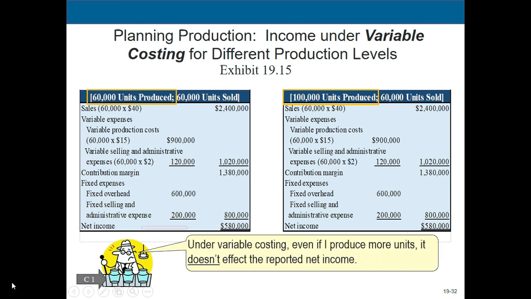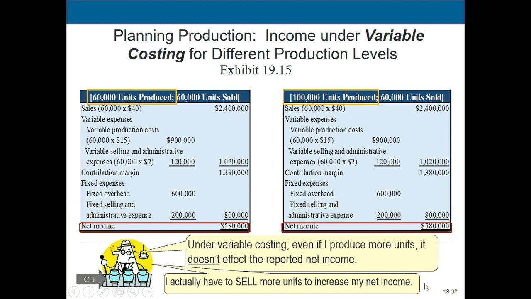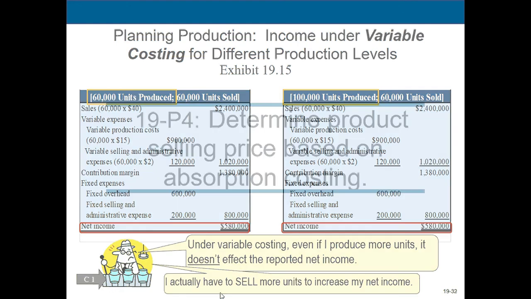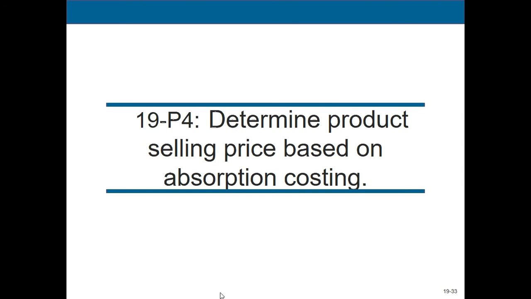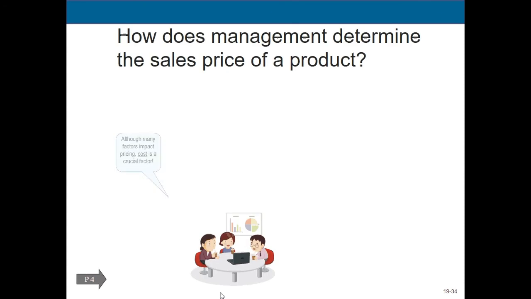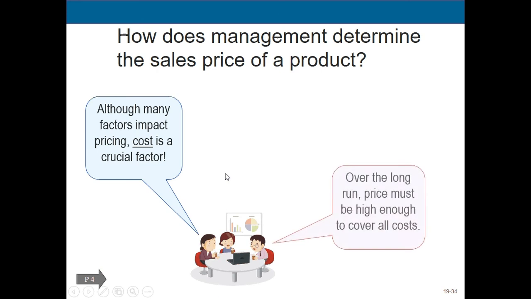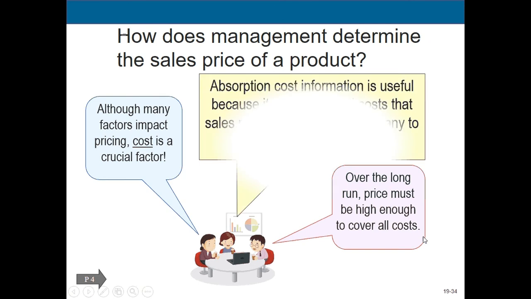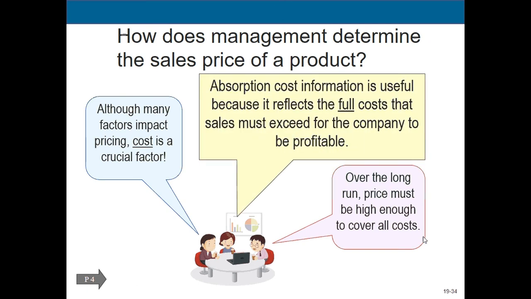So here's the production manager. He's like, oh man, that didn't help me out at all, right? It doesn't matter. Even if I produce more units, it doesn't affect the reported net income. And he actually has to sell units to increase net income. And you're darn right, that's how it should be. If you want to make money, you've got to sell them. All right, of course we're going to determine the selling price based on absorption costing. I've already said this without a doubt, although many factors impact pricing. Cost is a crucial factor, and we've got to include all costs, no matter what, in order to sell, and that just makes sense.